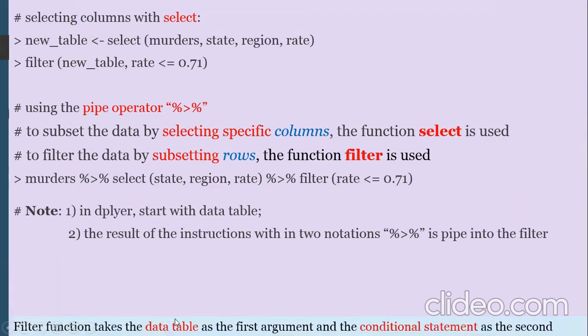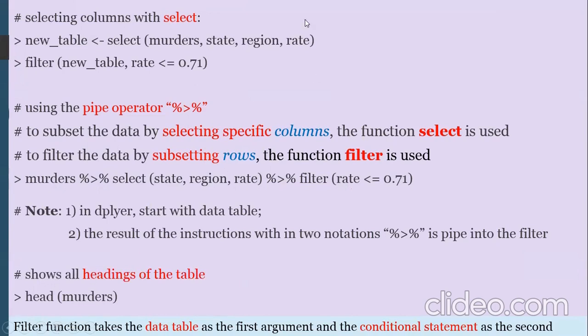So the filter function takes the data table as the first argument and a conditional statement as the second. We have talked about this before, like how we can use it, but this is how we can use all the stuff in one go, like using select, pipe and filter functions in one statement, in one code.